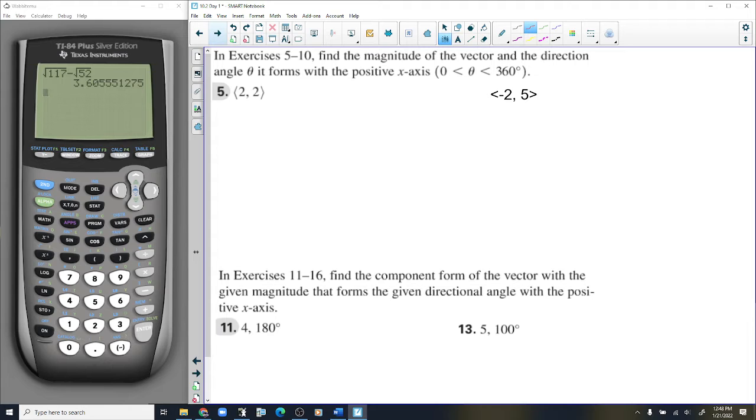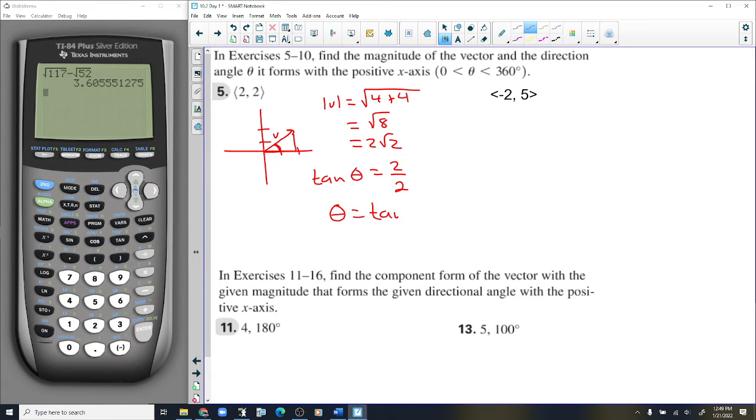Find the magnitude of the vector and the direction angle theta it forms with the positive x-axis from 0 to 360. So we're going to make sure we put our calculator into degree mode. Let's draw the vector. It's at <2, 2>, right there. And let's go magnitude. If we call this vector v, the magnitude of vector v is equal to the square root of 4 plus 4. Square root of 8, so 2 square root of 2. Now the tangent of this angle right here, the tangent of theta is equal to opposite over adjacent. So to get the angle, we need inverse tangent of 1, which we know is 45 degrees.